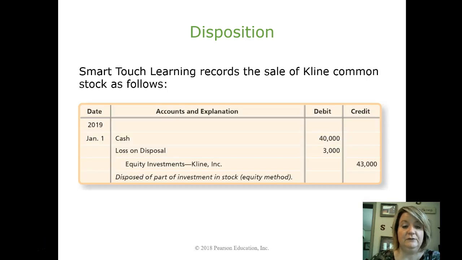So how do we record that? We would record that as cash of $40,000, a loss on the disposal of the common stock of $3,000, and we would credit equity investments of Klein Inc. of $43,000. So this is disposing of a part of the investment stock with the equity method.